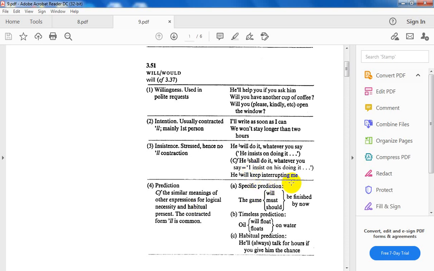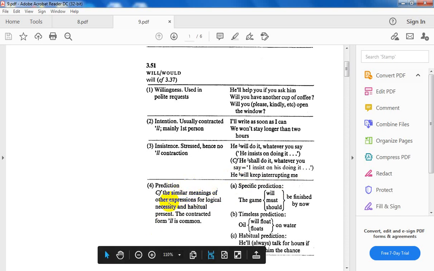He will keep interrupting me means he insists on interrupting me. Prediction: similar meanings are other expressions for logical necessity and habitual present.